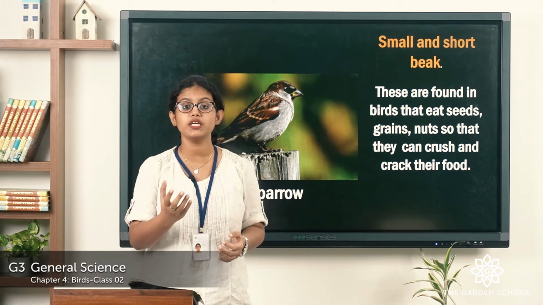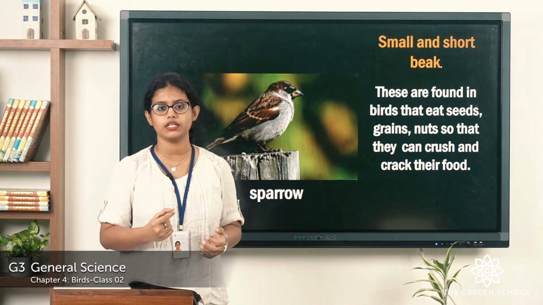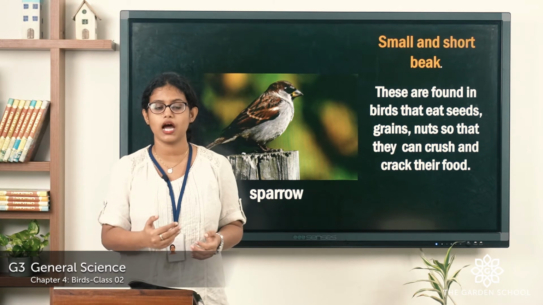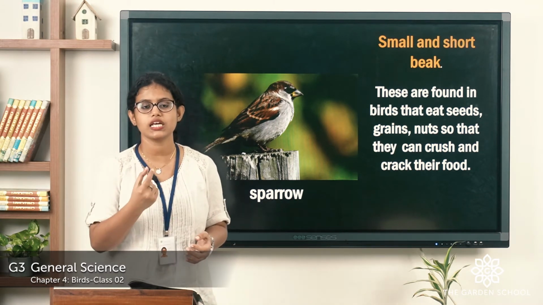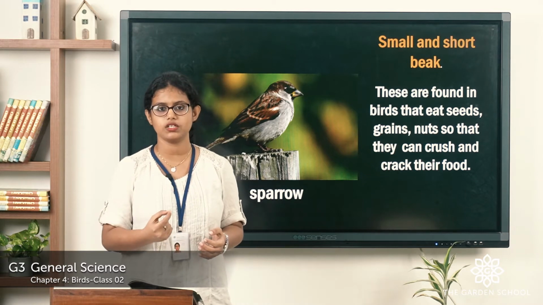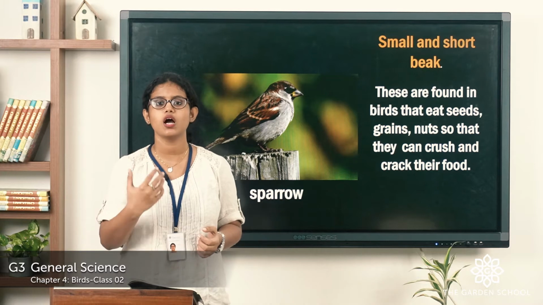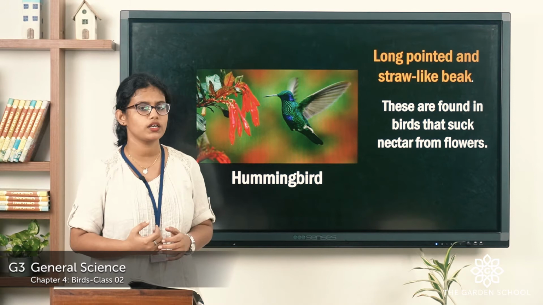Then have you seen the beak of a peacock? It has a sharp pointed beak. So what does this peacock feed on? They eat both plants, that is fruits, seeds, and even eat insects. So it has a pointed beak. It has a short pointed beak which helps it to have its food. Coming to the next one.